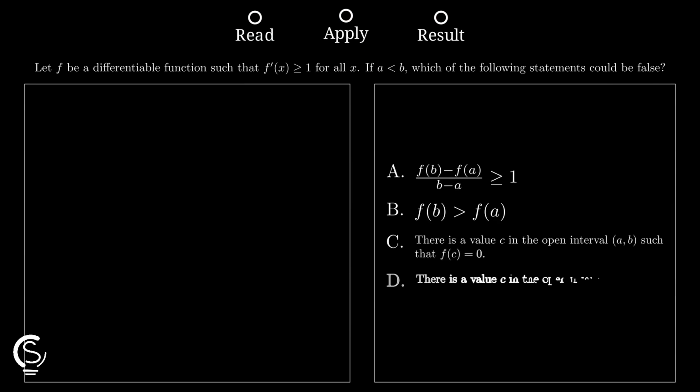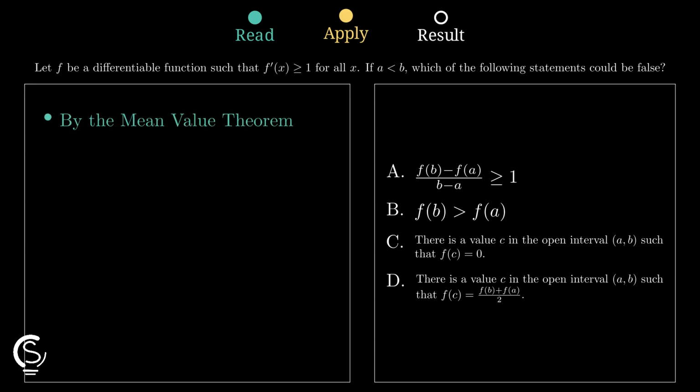First, we apply the mean value theorem because the function is differentiable. This theorem tells us the average rate of change must equal the derivative at some point in the interval. Since the derivative is always at least 1, the average rate of change must also be at least 1. This confirms that option A and option B are always mathematically true.